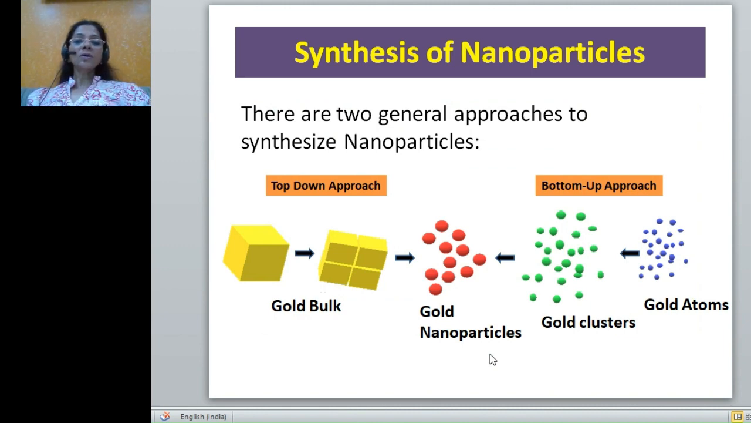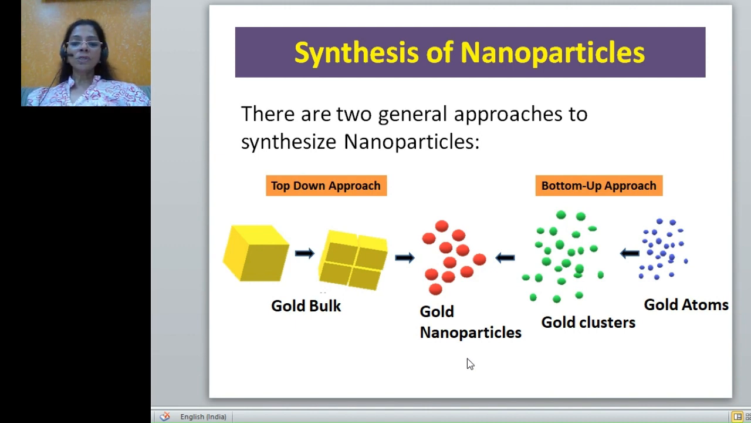To synthesize the gold nanoparticles, two approaches are generally used. One is the top down approach, wherein we start with the bulk and then it is fragmented to the level of gold nanoparticles. This approach is called the top down, means we are starting with the bulk and then we are reducing down the size to the nanoparticles.